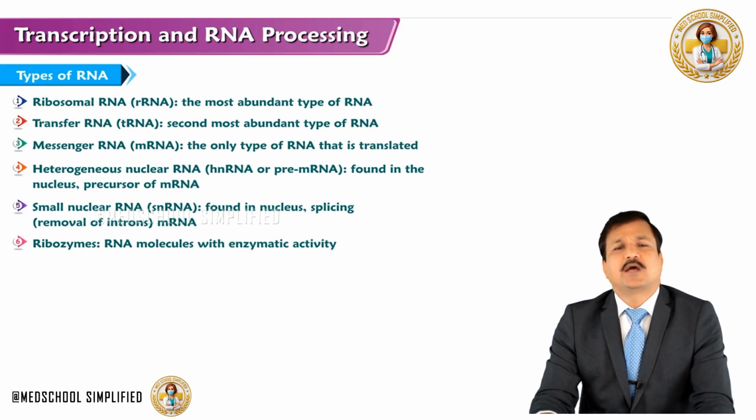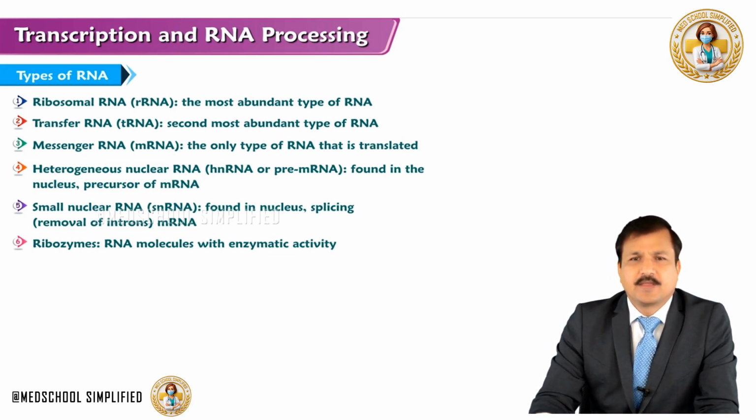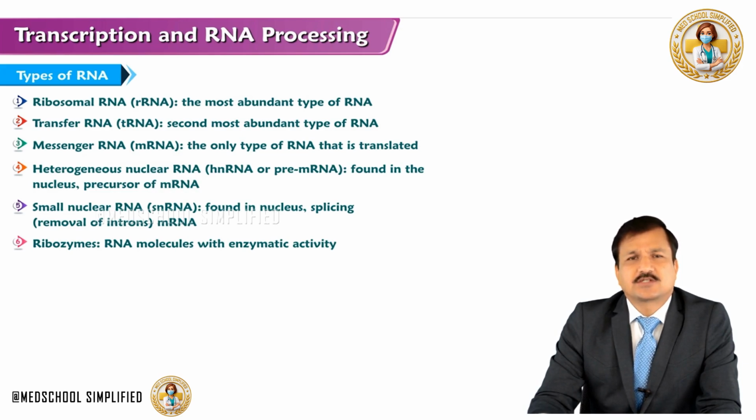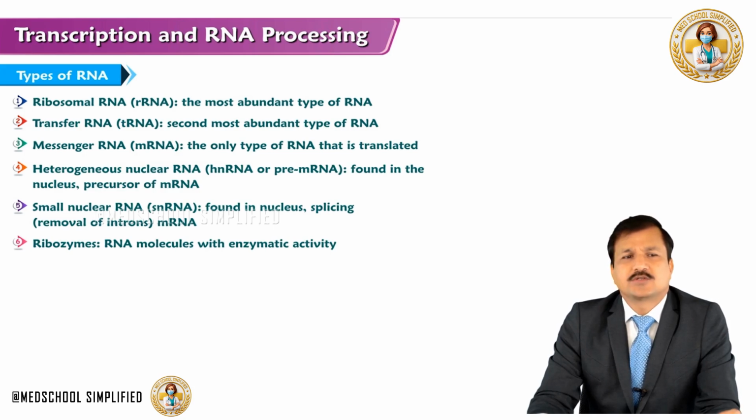RNA molecules play a variety of roles in the cell. The major types of RNA are ribosomal RNA, referred to as rRNA. This is the most abundant type of RNA in the cell. It is used as a structural component of the ribosome. The ribosomal RNA associates with the ribosomal proteins to form the complete functional ribosome.